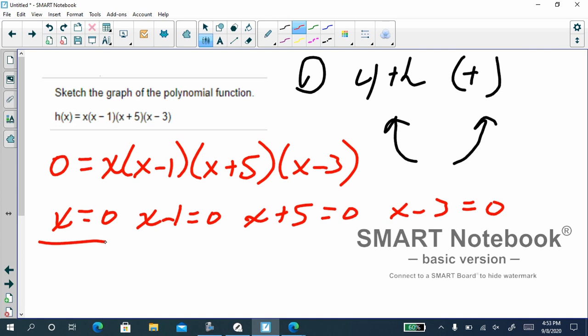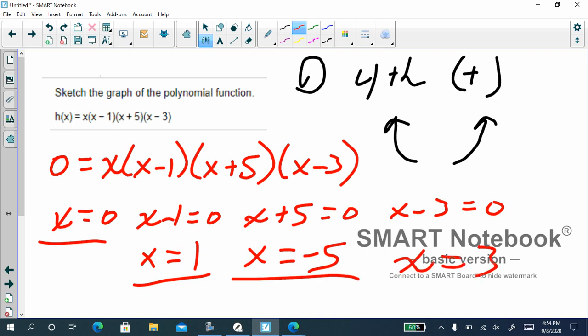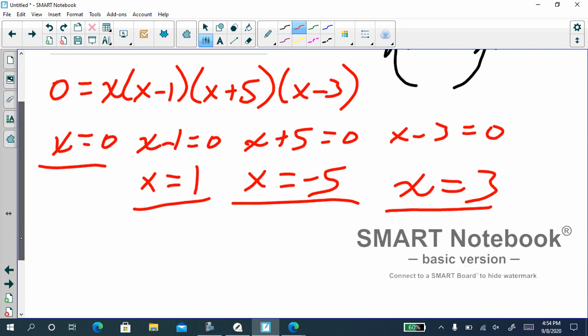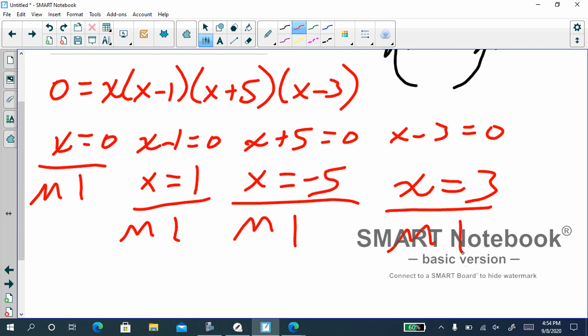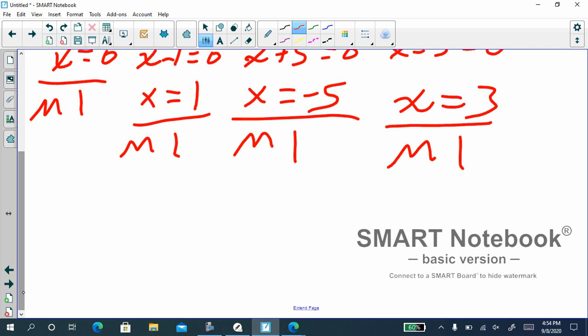So we get x equals 0, x equals 1, x equals -5, and x equals 3. Each of those factors occurs one time apiece, so each has a multiplicity of 1. The multiplicities are all odd, so we cross the x-axis at each of the zeros. Remember, it's odd multiplicity, not odd zeros, but odd multiplicities, that we cross at the x-axis.